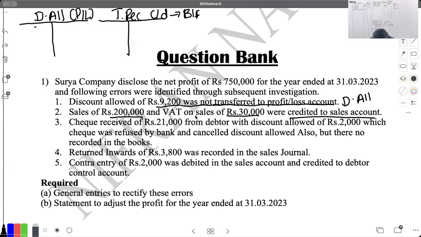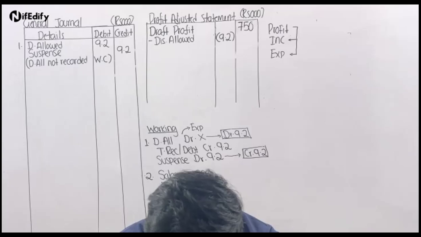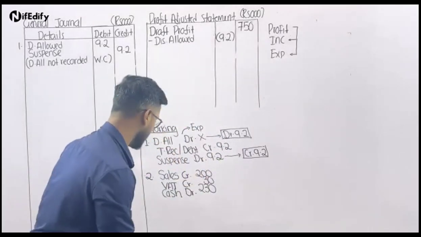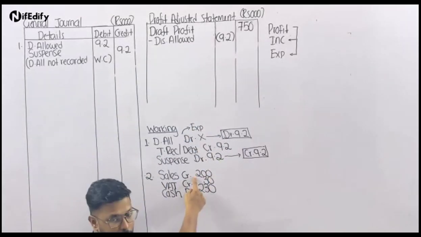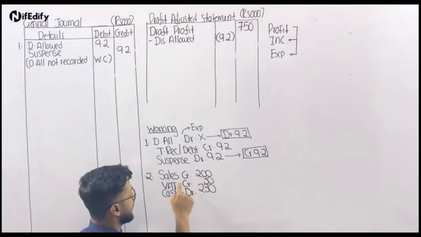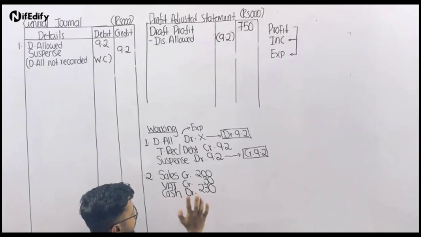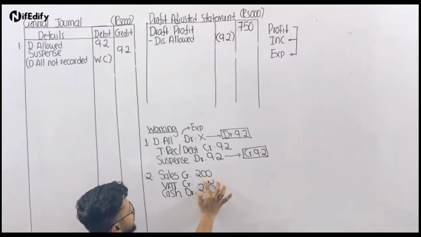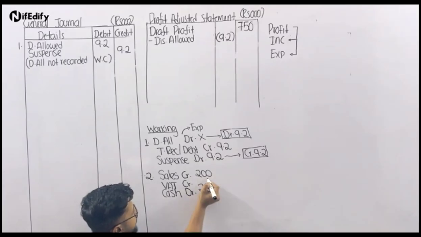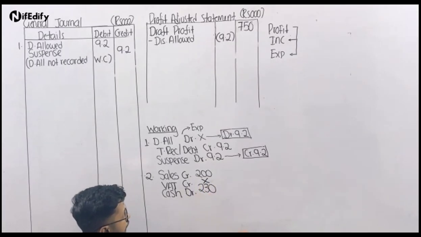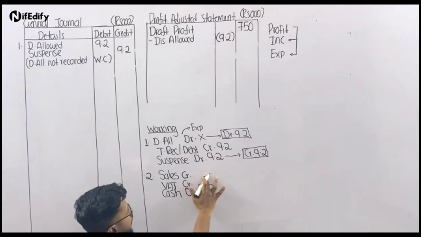Sales 200,000 and VAT on sales 30,000 were credited to the sales account. Okay, now listen to me. In the sales account, we should credit 200. In the VAT account, you should credit 30. In the cash account, you should debit 230, right? But no entries were made in the VAT account, and the entire 230 is credited in the sales.